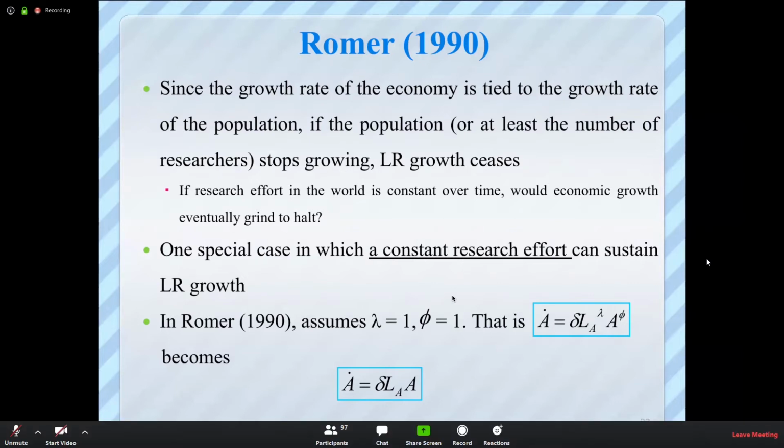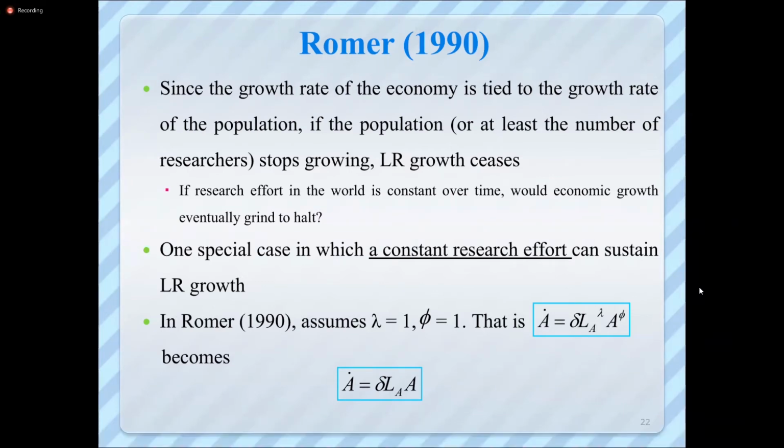However, in 1990, Romer tried to explain how to sustain long run growth. He says that since the growth rate of the economy is tied to the growth rate of the population, if the population stops growing, the long run growth ceases. Or rather than talking about population, if at least the number of researchers stops growing, then long run growth ceases. So, right, if research effort in the world is constant over time, would economic growth eventually grind to a halt? So this is the question.